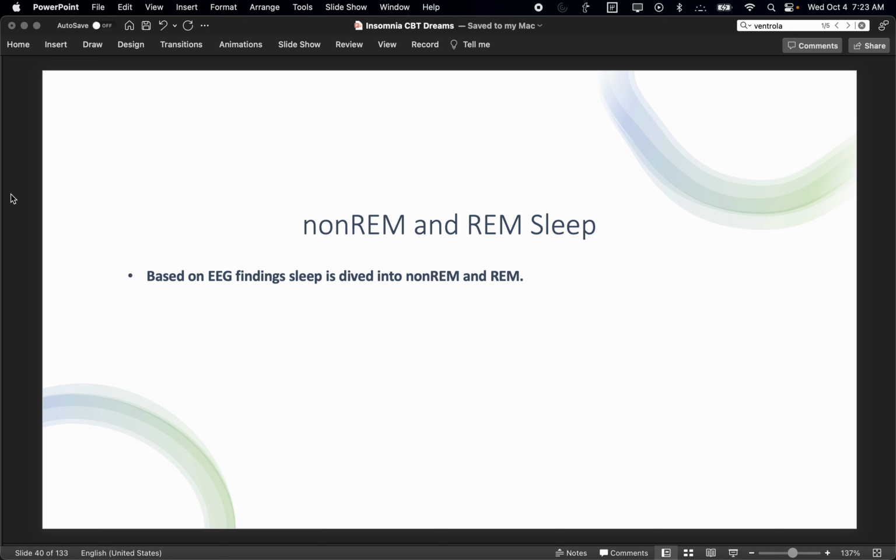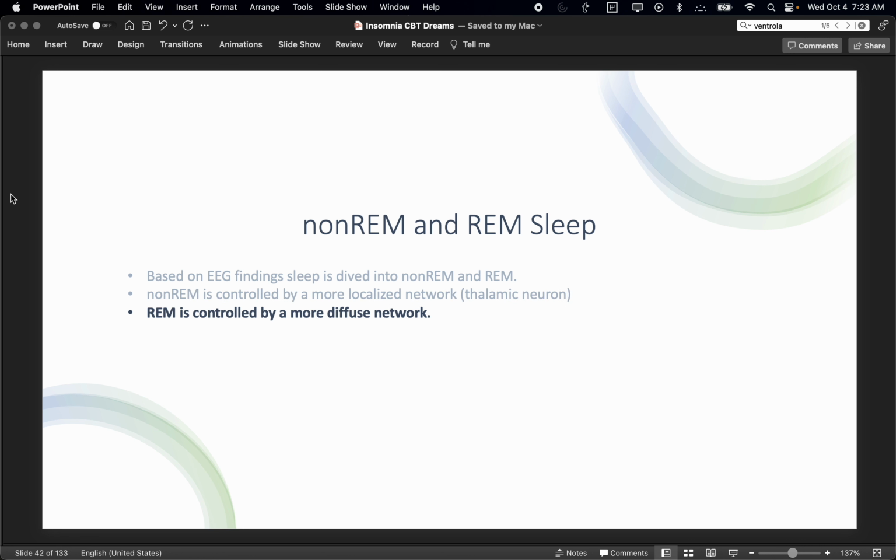So based on EEGs, there's this division of non-REM and REM. Non-REM is controlled by a more localized network. It's basically deeper structures of the brain, with the thalamus or thalamic nuclei having a large part of the pathways, so it's seen as being a little more localized. REM is seen as a much more diffuse network without a lot of locality to it.